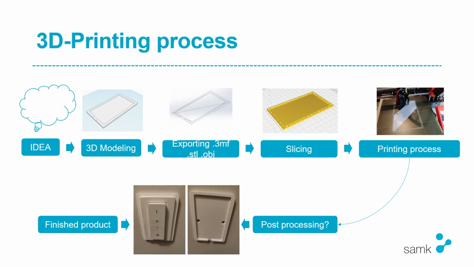But after the slicing, a G-code file is created, and that G-code file is taken to the 3D printer, either with a USB stick, through the network, or with an SD card. And then the printer starts to print, and after the print is finished, we take the print out and check if it needs any post-processing. Does it need any sanding? Does it need any painting or stuff like that? If not, it's ready to put into use.